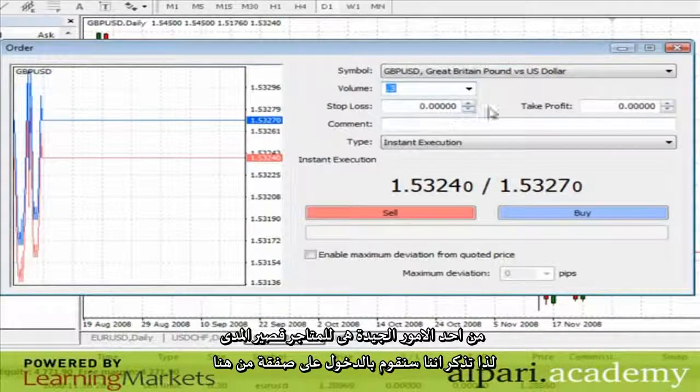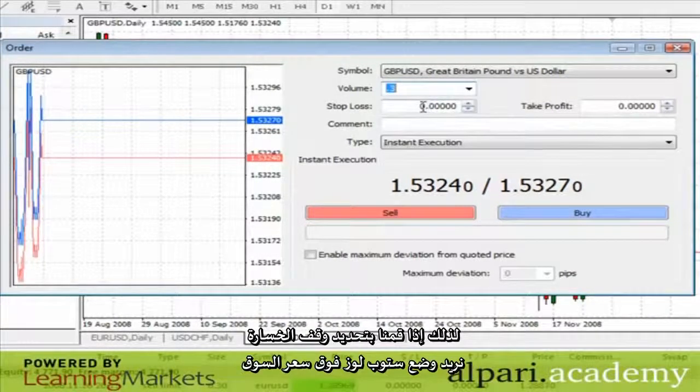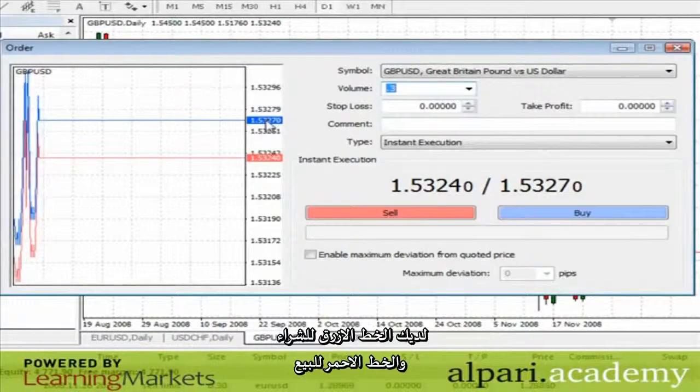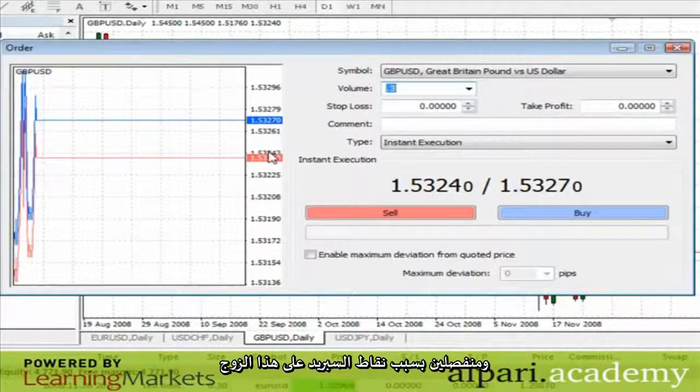Now, one of the things that's nice here is for short-term traders. So remember, we're anticipating that we're going to be able to short the pound dollar here. So if we set a stop loss, we'd want to set a stop loss above the market price. You'll see the market price is listed over here in the tick chart on the left-hand side. We have the buy price in blue and then the sell price in red. And they're separated by the spread, or the current spread, on this particular pair.